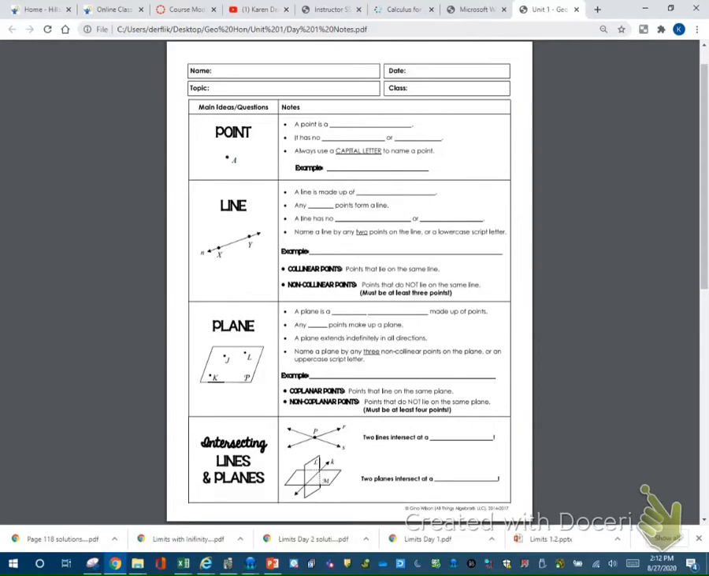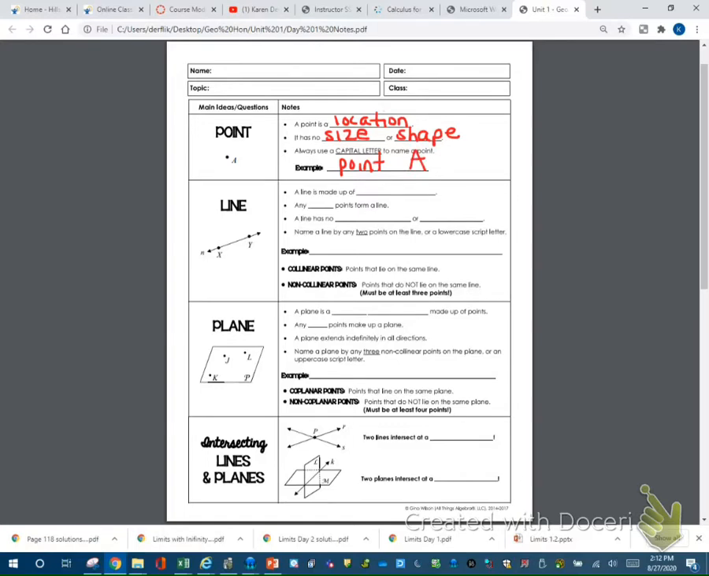All right, 3 basic terms in geometry: point, line, and plane, and how do you denote them? A point is a location. Location is a point. It has no size, and it has no shape. And you always use a capital letter to denote a point. So if I'm referring to a point, I say point A, capital letters only. You can't make up your own notation, okay?